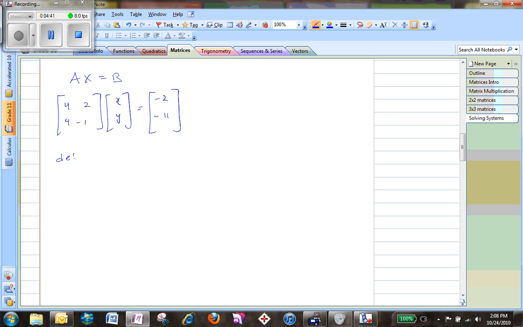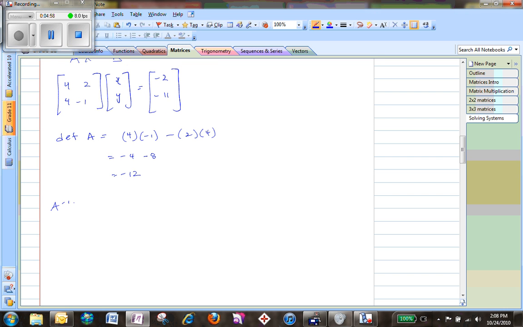Let's check the determinant of A to see if we can solve this matrix. Well, that's 4 times negative 1 minus 2 times 4, which is negative 4 minus 8, which is negative 12. Well, that's not equal to 0, so the inverse does exist. Well, A inverse is equal to 1 over negative 12 times negative 1, negative 2, negative 4, 4, which is equal to 1 over 12, 2 over 12, which is 1 over 6, 4 over 12, which is 1 over 3, and 4 over negative 12, which is negative a third.